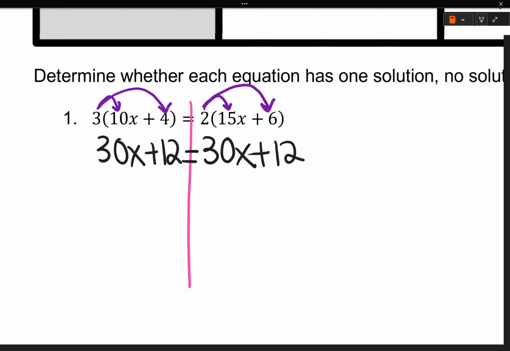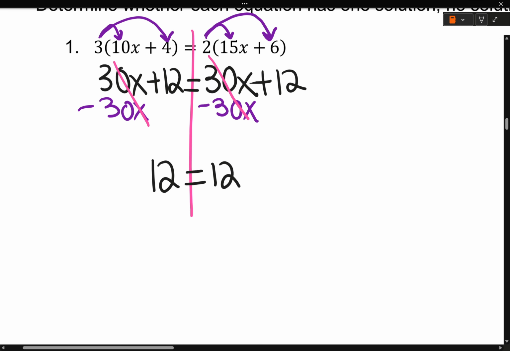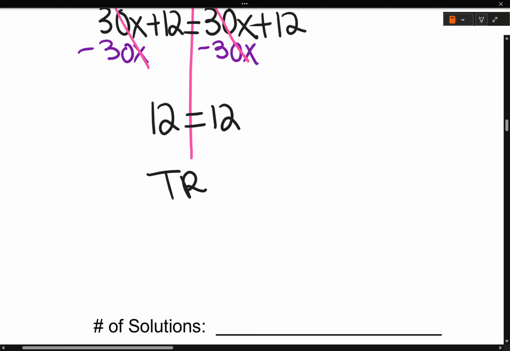So first, let's do what I've been recommending we always do: move our x's to the left. In order to do that, I'm going to subtract 30x from both sides. And what's 30x minus 30x? It's 0x. They cancel. So what are we left with? We are left with 12 equals 12. Does 12 equal 12? Yeah. We have infinite solutions.